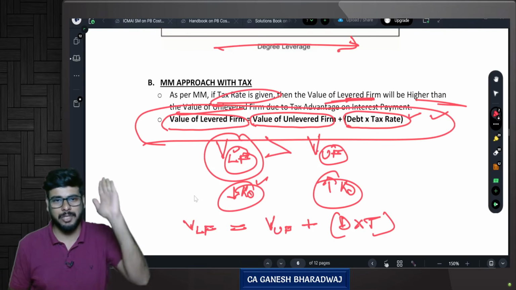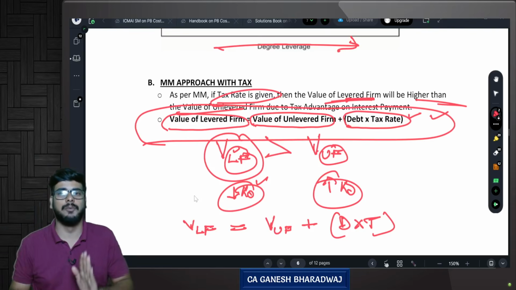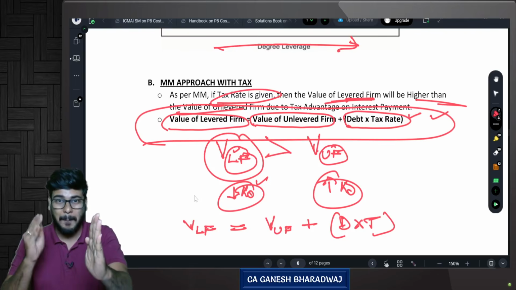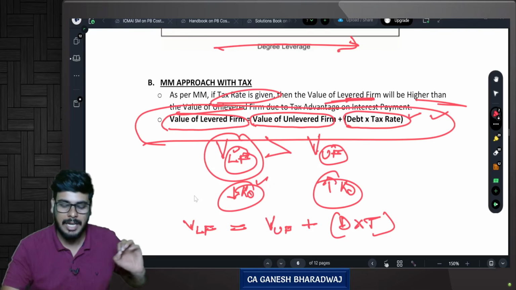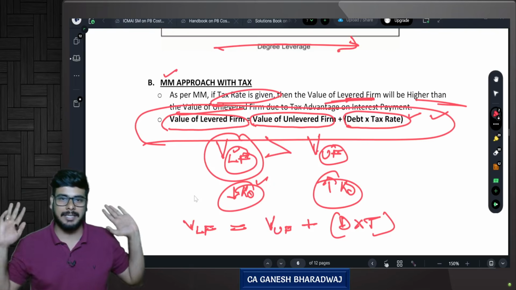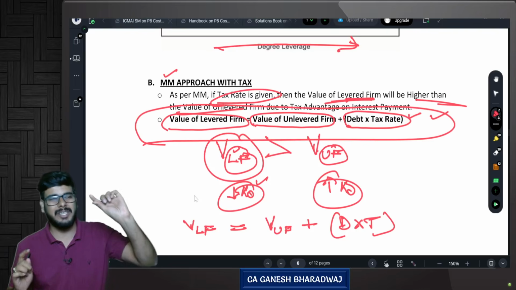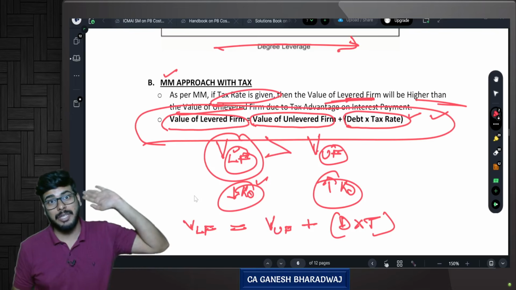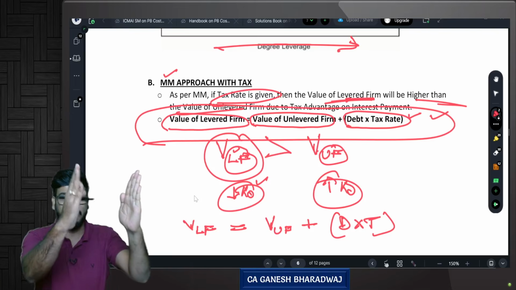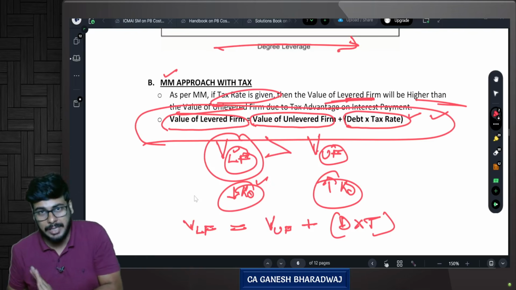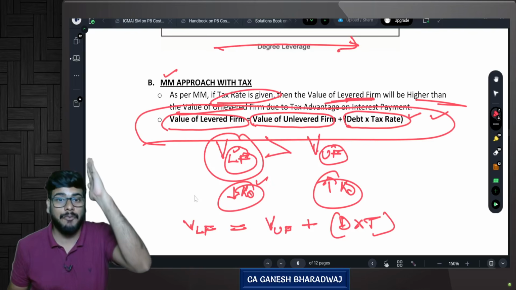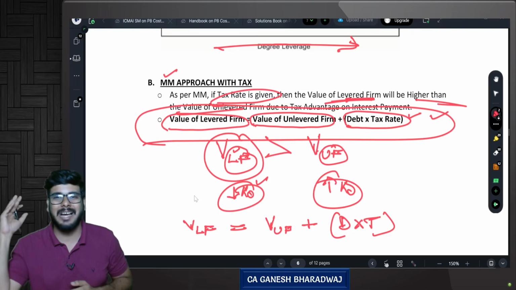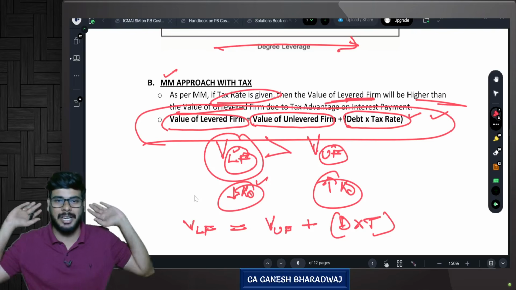Value of a levered firm is definitely more than the value of an unlevered firm. So the value of a levered firm is equal to the value of an unlevered firm plus the debt amount into tax rate. This is what the approach with tax says. They have just changed that proposition. So what does the approach without tax say? The value of a levered firm is equal to the value of an unlevered firm. What does the approach with tax say? The value of a levered firm is equal to the value of an unlevered firm plus debt amount into tax rate. Are you clear with this?